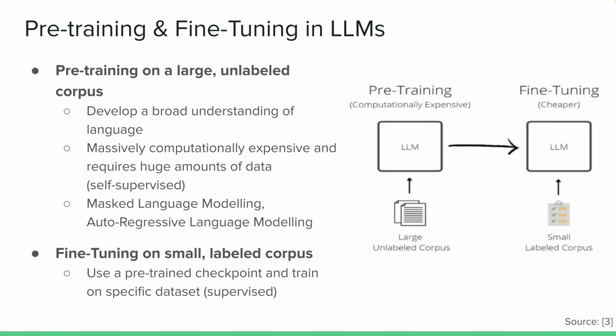Once the model has been pre-trained, we move on to fine-tuning. This step is cheaper and involves training the model on a smaller labeled dataset that's specific to a task. Fine-tuning is supervised, so the model learns to perform better in a more focused context. This allows us to adapt a general model into a specialized one for tasks like sentiment analysis, translation, or even domain-specific applications, like legal or medical text processing.